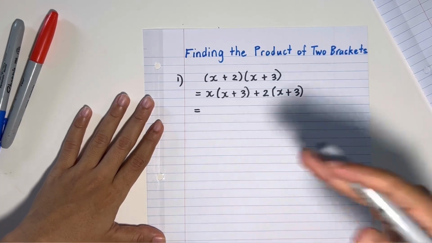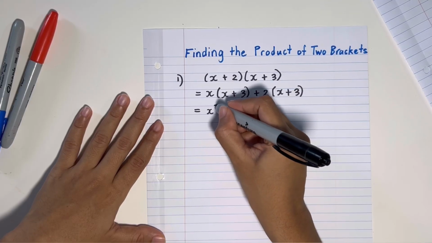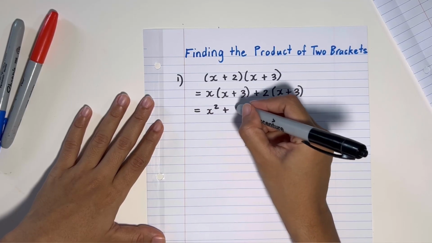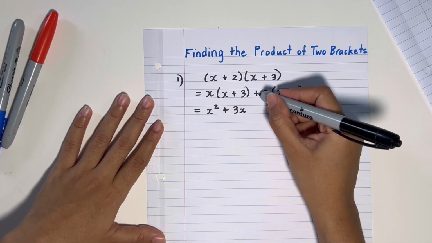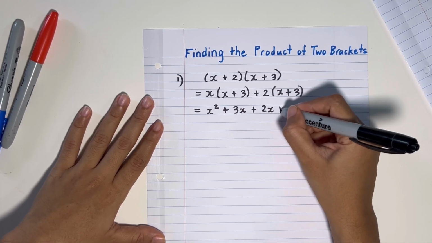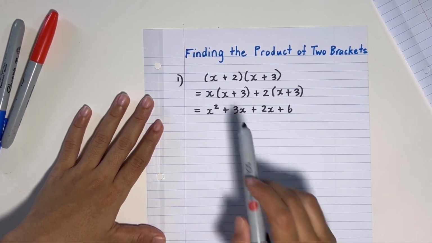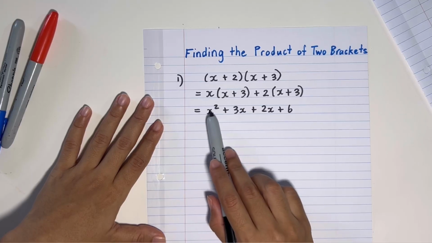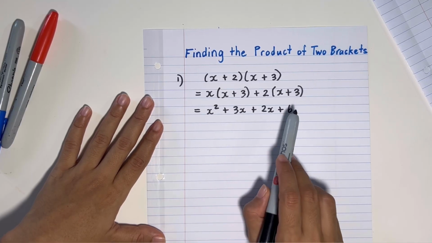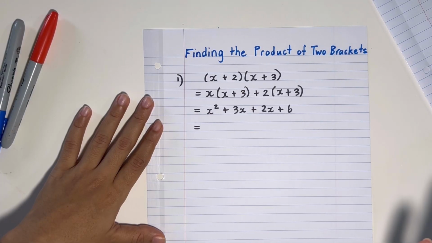And now we expand. So we say x times x is x squared, x times 3 is 3x, 2 times x is 2x, and 2 times 3 is 6. Now all of these are positive, so all of the terms here will also be positive. And finally, you group your like terms and you simplify.